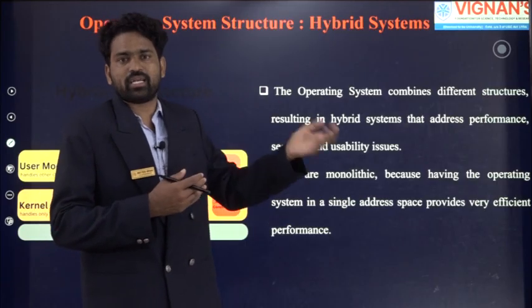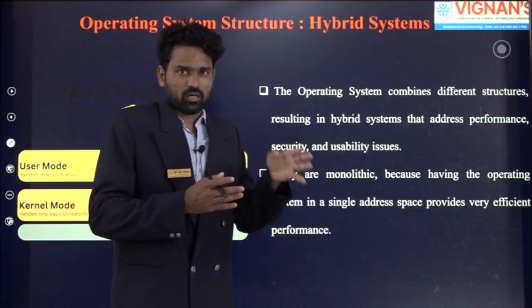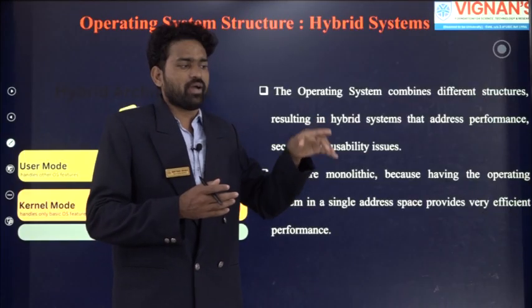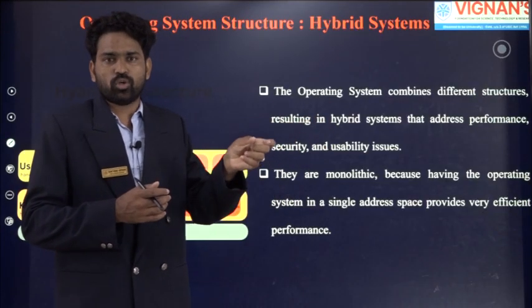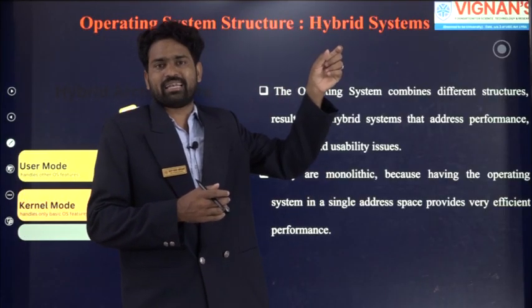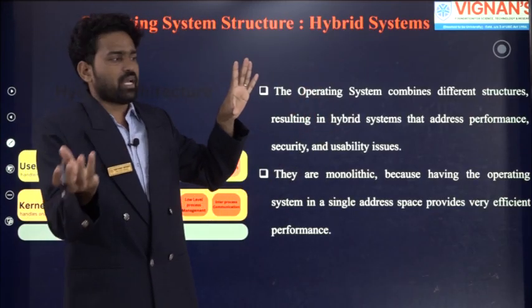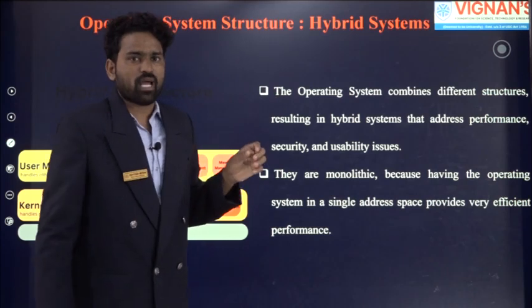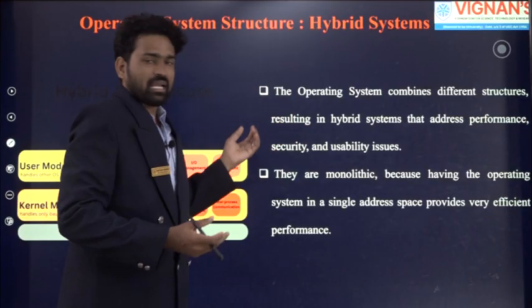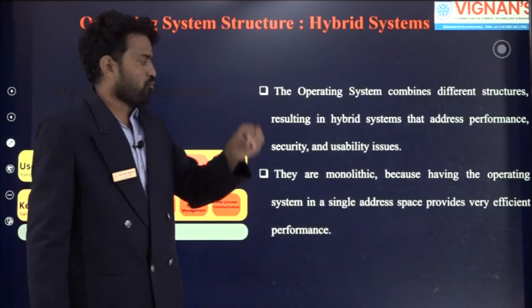For example, if we combine the layered structure with the microkernel, what will happen? In the layered structure, we divide all layers from layer 0 to layer n. Level 0 indicates the hardware and level n is the software. If we combine this with the microkernel, the microkernel acts indirectly between client and server. If we combine these two, a hybrid structure will be formed.